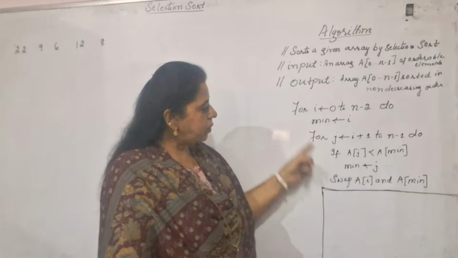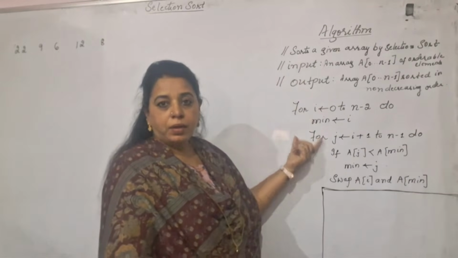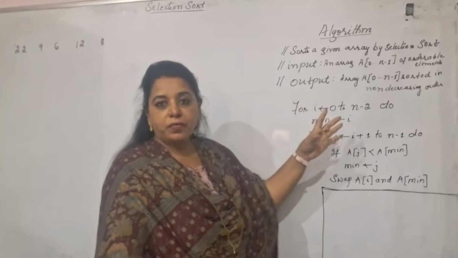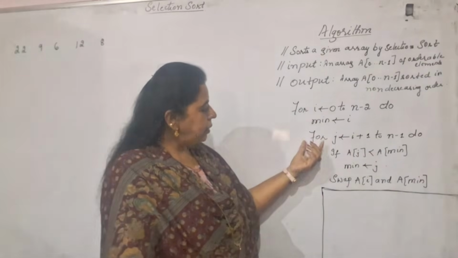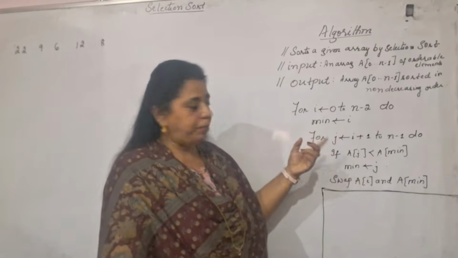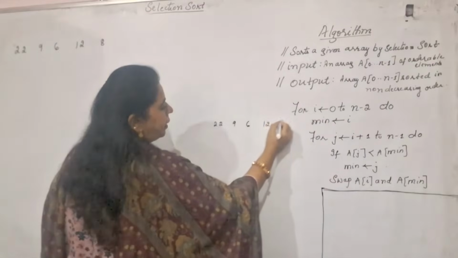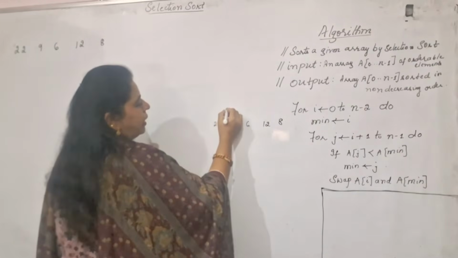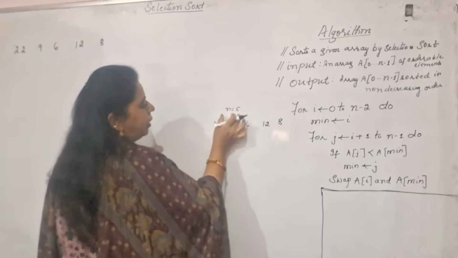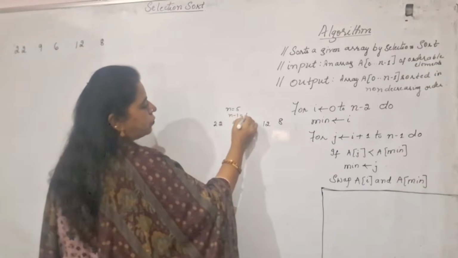It makes use of two for loops here, the outer for loop and the inner for loop. The outer for loop keeps track of every element in the array, and the inner for loop keeps track of all the comparisons for that element. Suppose these are the elements: 22, 9, 6, 12 and 8, five elements. If there are 5 elements, that means n equals 5, and the number of passes required for sorting will be n minus 1, that is 4 passes.